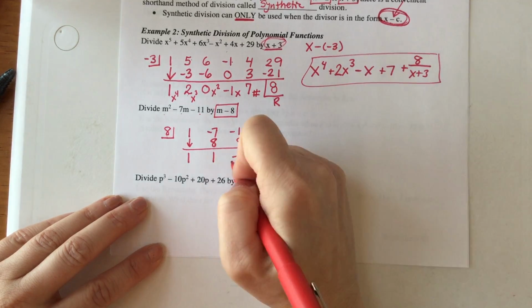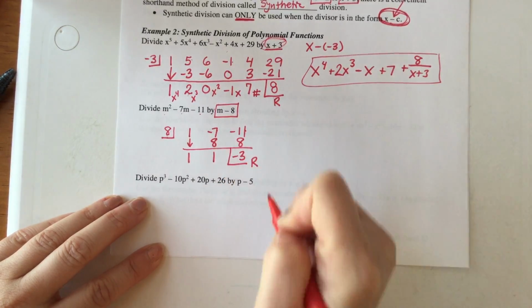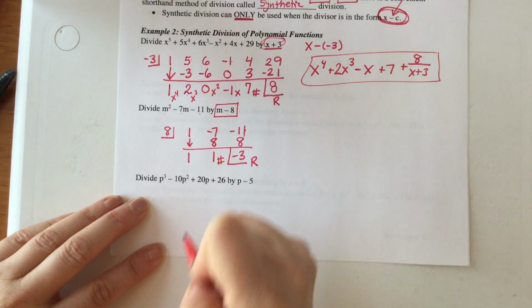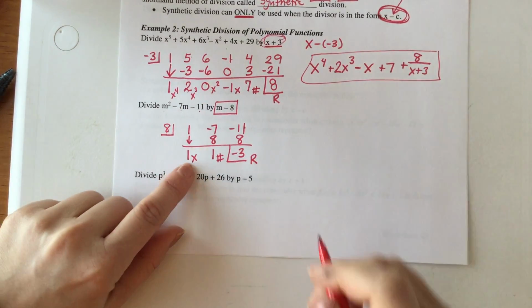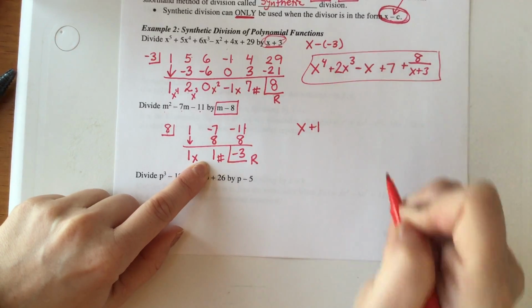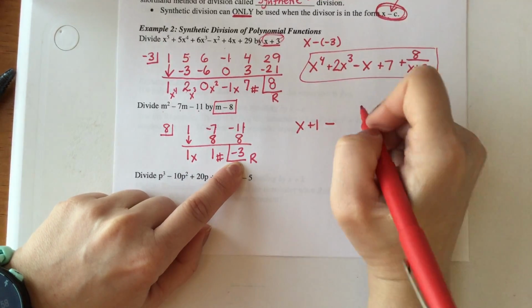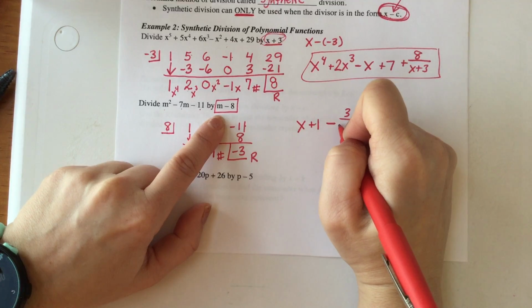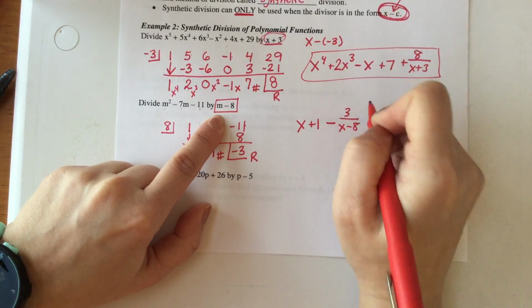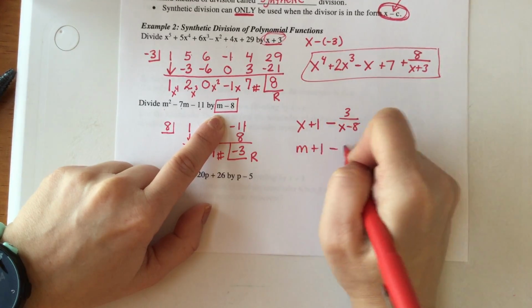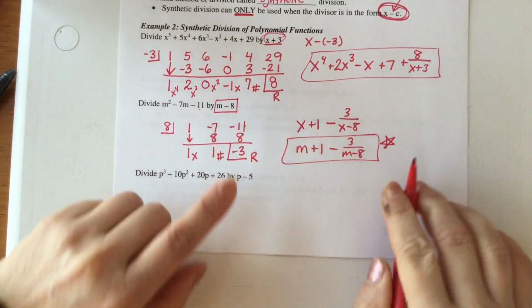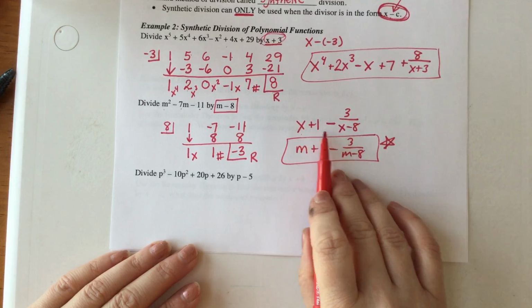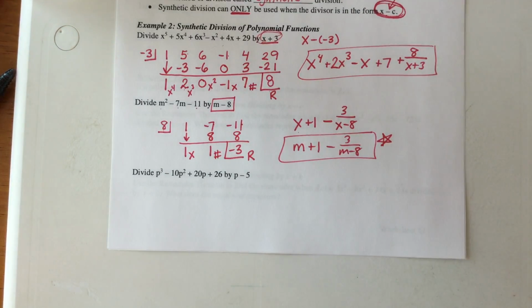Once you've gone through all the numbers, the last value is the remainder. Next to the remainder is a constant, means it's just a number. Next to your constant is an x. So I have x plus 1. My remainder is negative, so I minus. It has a value of 3 over x minus 8, or you could have had it m plus 1 minus 3 over m minus 8. This would have probably been the better answer. If you switched it to x's, you just need to keep the whole thing in terms of x's.